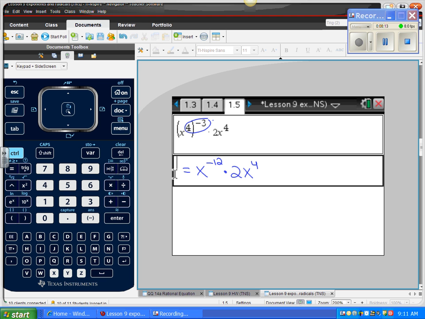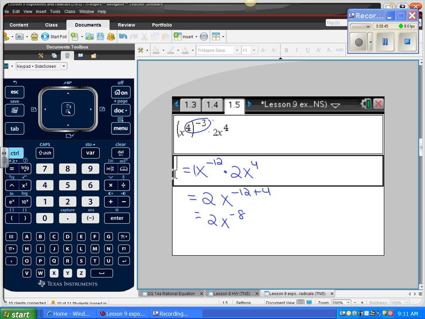It's the next step in order of operations. Exponents, we did that. Now what? Multiplication. So when I multiply like bases, what do I do with their exponents? I add them, right? So what's the coefficient in front of this x here? Yeah. So 1 times 2 is, and then x to the negative 12 plus 4, right? We add their exponents. So this becomes 2x to the negative 8.